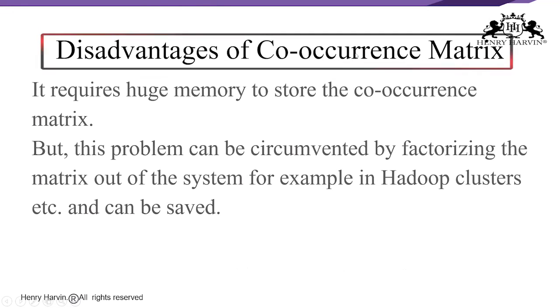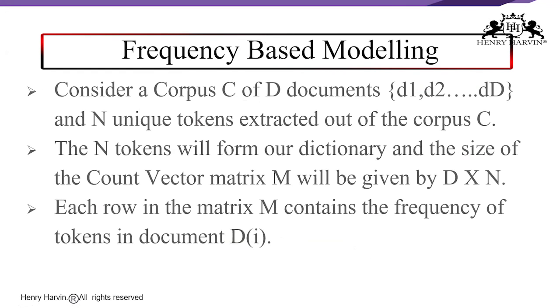What are the disadvantages of the co-occurrence matrix? It requires huge memory to store the matrix. But this problem can be circumvented by factorizing the matrix out of the system, like on Hadoop clusters. So these are the types of frequency-based modeling. We have covered count vector, TF-IDF, and co-occurrence matrix. Hope this is clear to you. Let us meet in the next one.